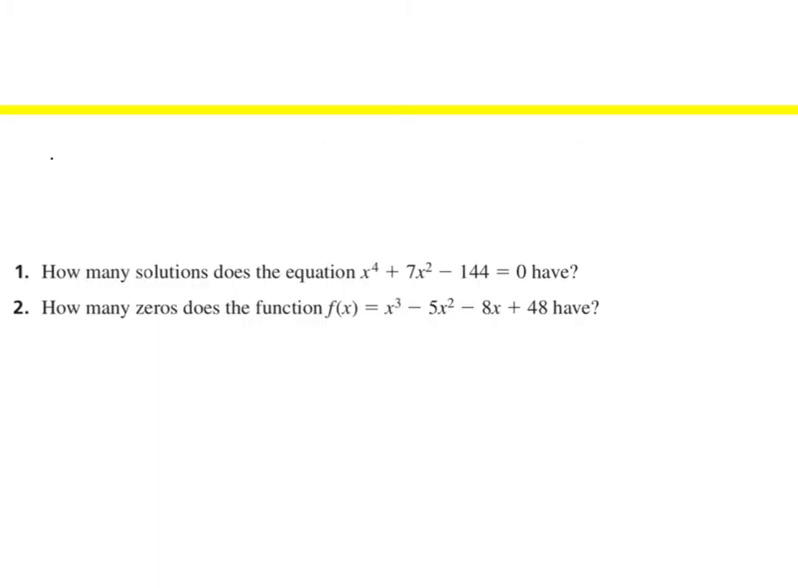All right. Next, number 1. How many solutions does the equation x to the 4th power plus 7x squared minus 144 equal to 0 have? 4, because our highest exponent is 4. How many zeros does the function f of x equal to x cubed minus 5x squared minus 8x plus 48 have? 3. Good job. Any questions on this?